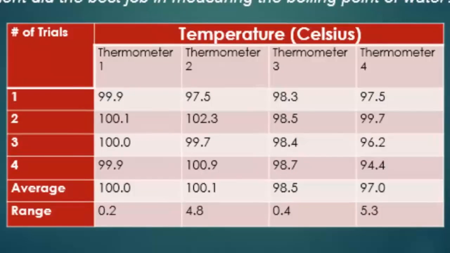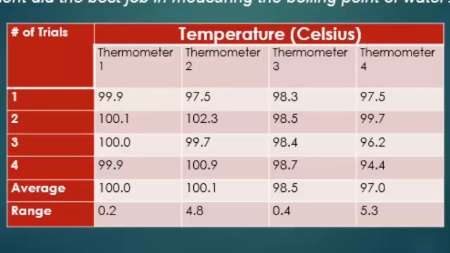Let's look at some sample data. We had 4 different students. They're by the 4 different thermometers. And each thermometer measured this liquid's boiling point 4 different times. Oh, by the way, this is water. We're measuring the boiling point of water. Well, the boiling point of water is 100.0 degrees Celsius. So thermometer number 1 on the 3rd trial measured it the most accurately.